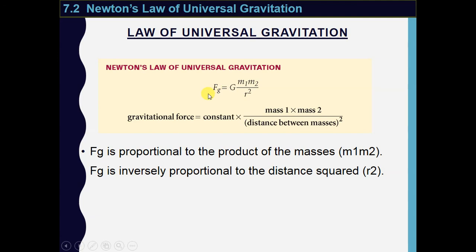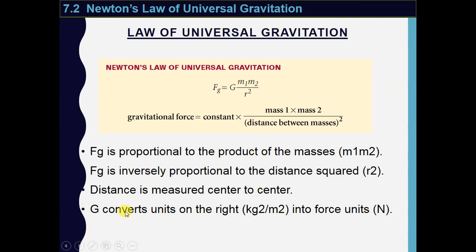Fg is inversely proportional to the distance squared. This is very logical. The farther you go from the Earth, the less the gravitational force exerted on you. So the greater the distance between any two objects, the less the effect of gravitational force. Distance is measured from center to center, and G, we said it has a unit.